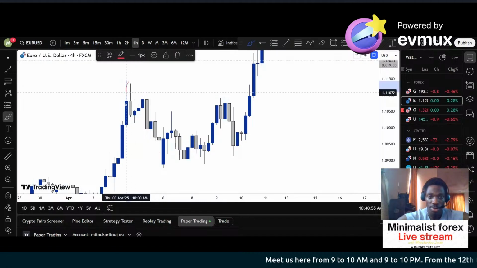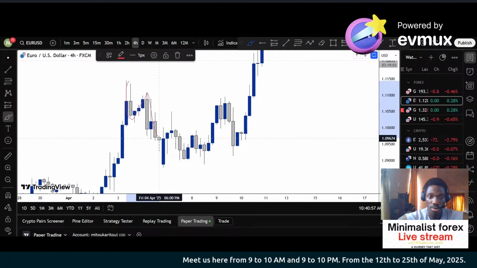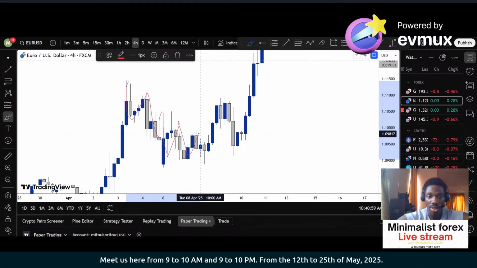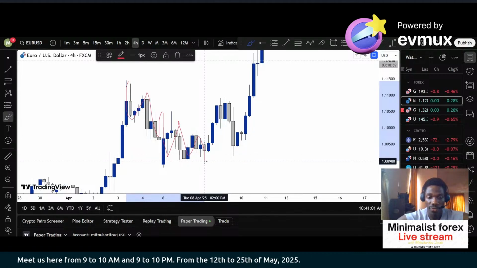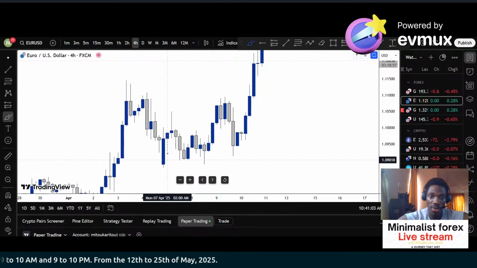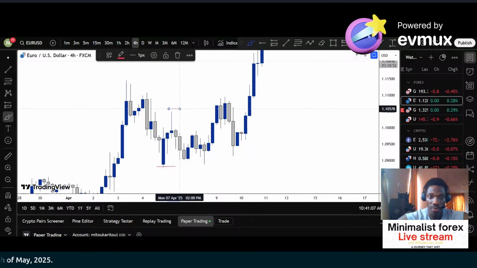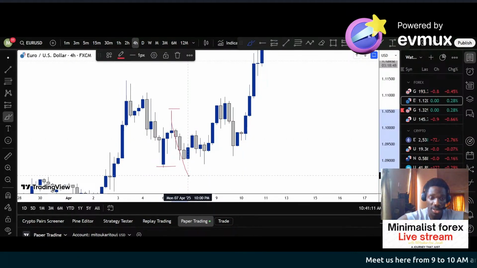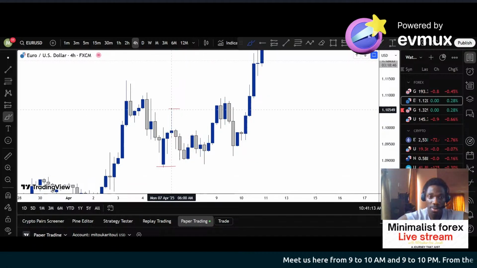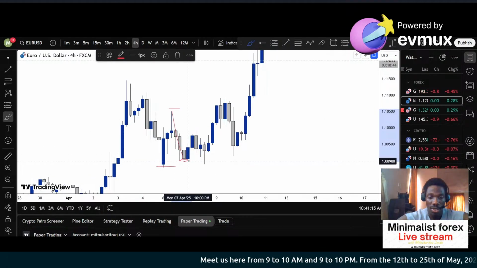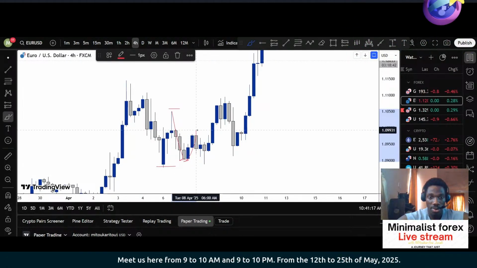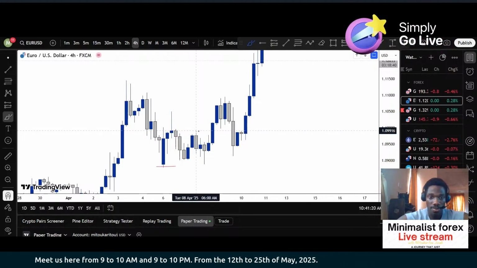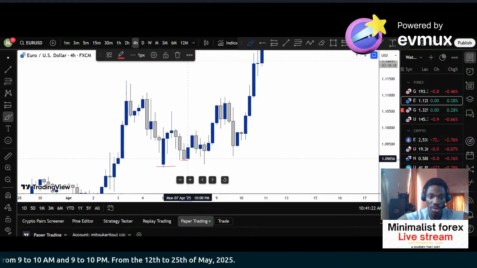Price came down, bearish trend, and then it failed. First of all, it failed twice. The first time price failed to break this low was from this high. It failed to break this low from this high. So initially, ideally, it's supposed to come down like this, but it didn't. It came down, found a support, and went up.